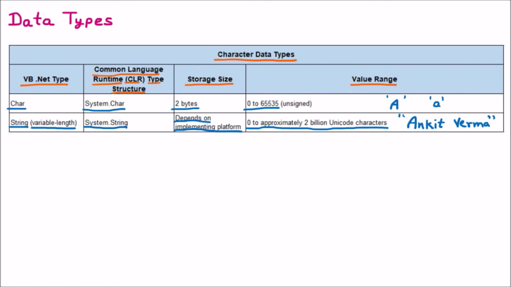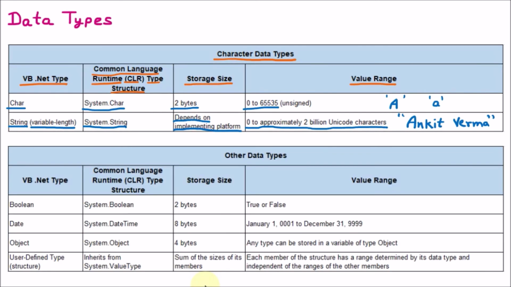Now we are discussing the next data type, which is the other data type. Here we have similar columns. The first one is the VB.NET type. Then the second one is the CLR type structure.